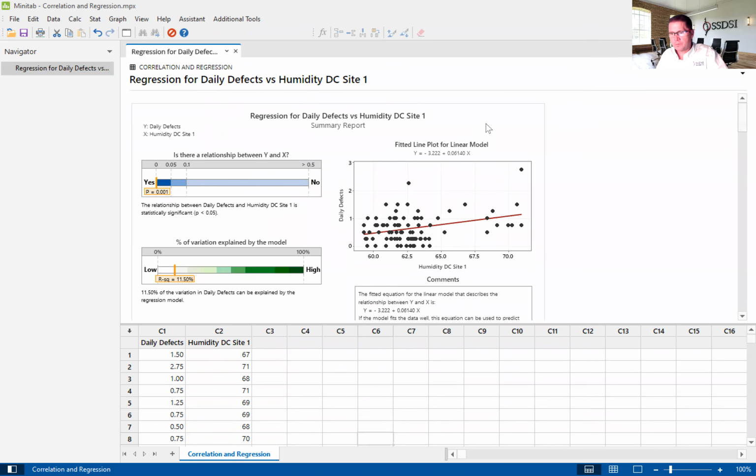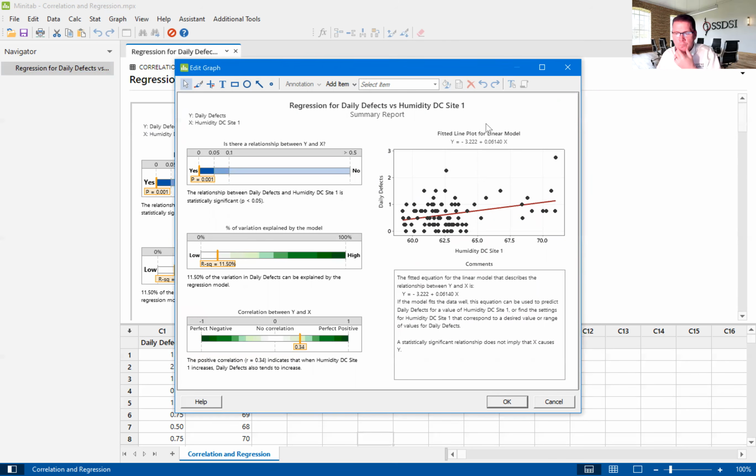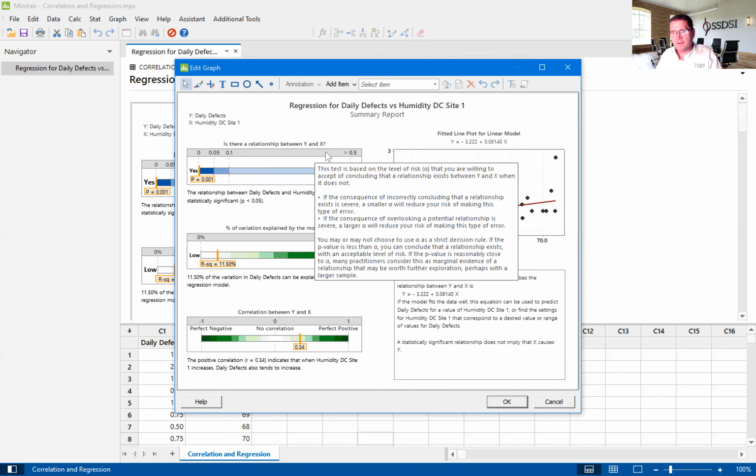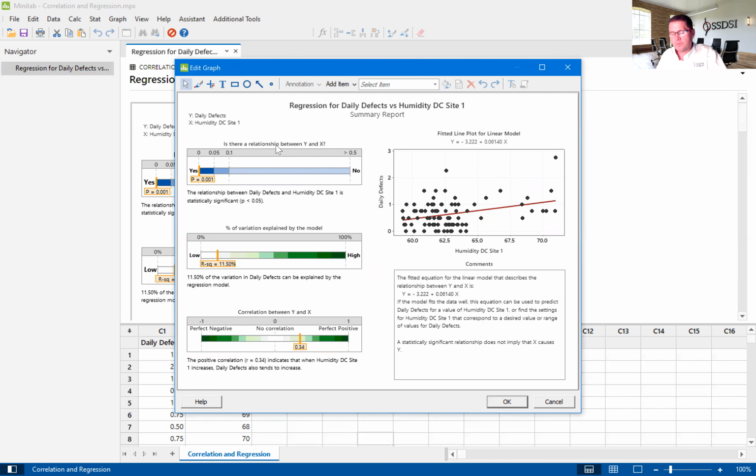We come up to our summary report. In the upper left-hand corner, is there a relationship between Y and X? And with a p-value of 0.001 and a confidence level of 95%, this is saying that yes, there is a difference, so that there is an effect. Now, you can't necessarily take that as law, because now we need to go down to our R squared.